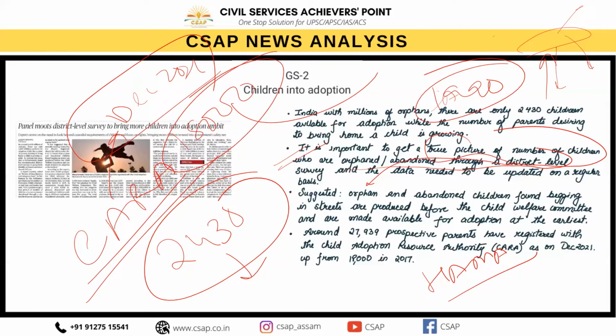तो इसीलिए अभी ये सब न्यूज में था कि we should go for more number of adoptions, the people who are directly eligible to go for such adoption practice. तो ये न्यूज था, that is of children adoption.